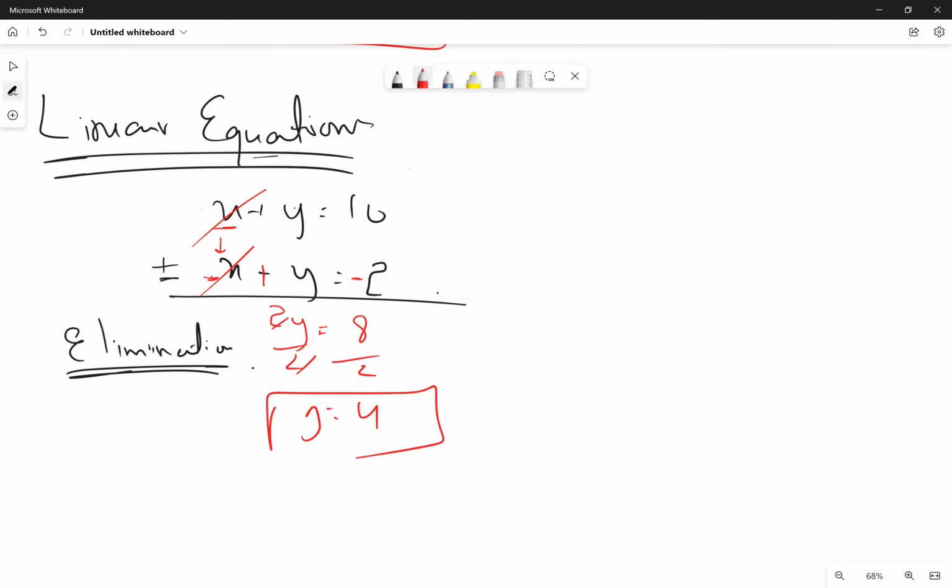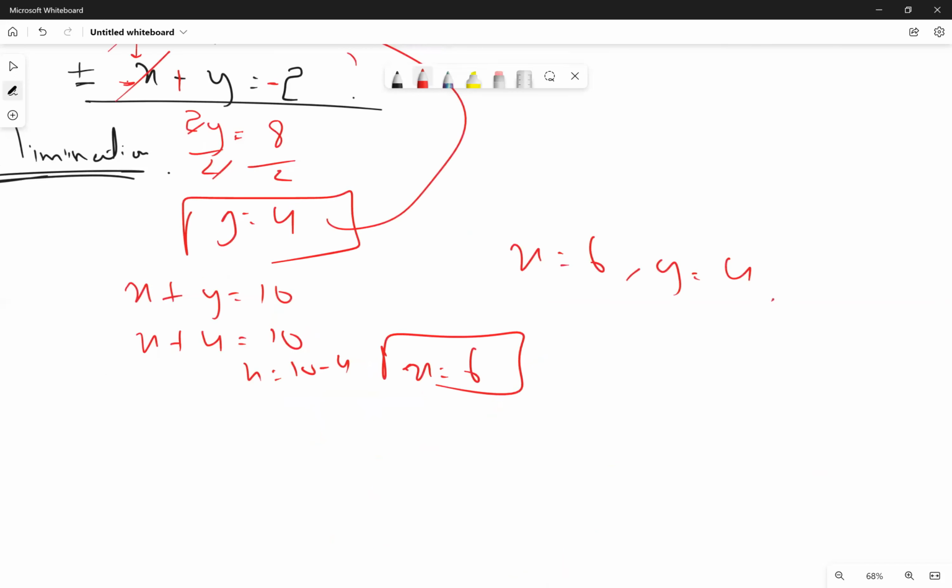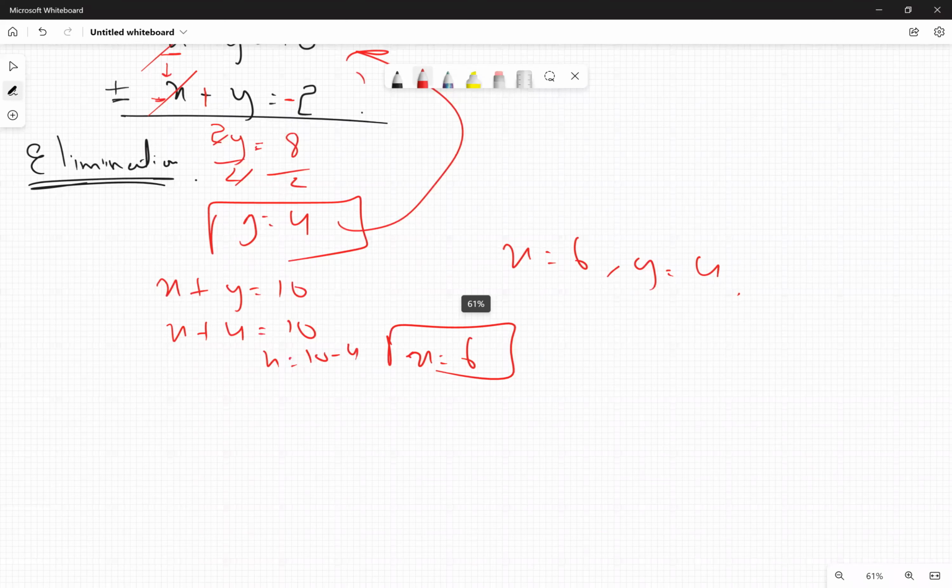Now we'll simply plug in this value in any one of the equations. Let's take equation number 1. X plus y is equal to 10. We're going to write 4 instead of y. X plus 4 is 10. X is 10 minus 4. X is 6. So we've gotten two values. X is equal to 6, y is equal to 4. Okay, this is one way of solving simultaneous equations.